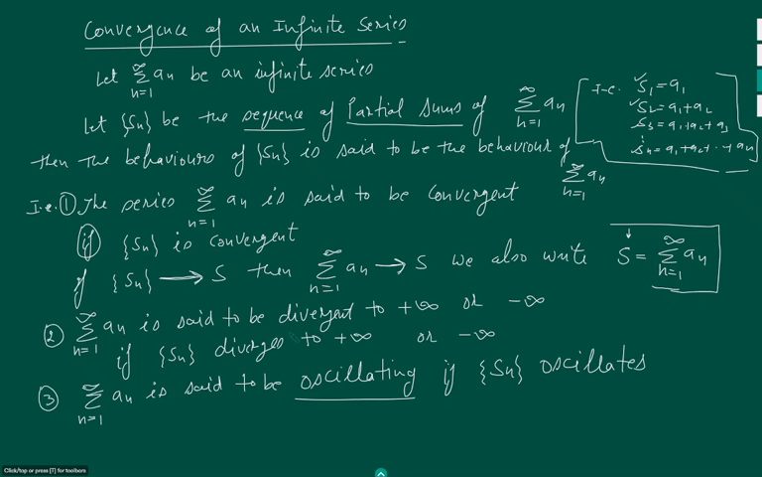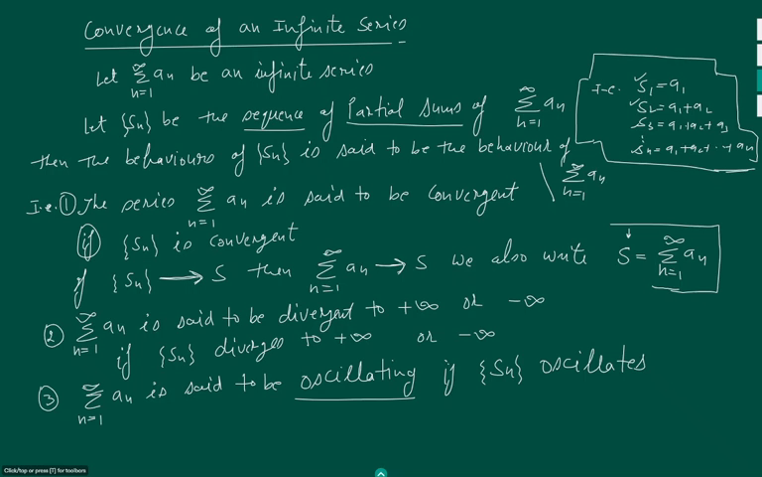So the behavior of the sequence of partial sums is called the behavior of the series. I hope this is clear to you about the convergence of a series. The behavior of the sequence of partial sums is, and how is the sequence of partial sums created?